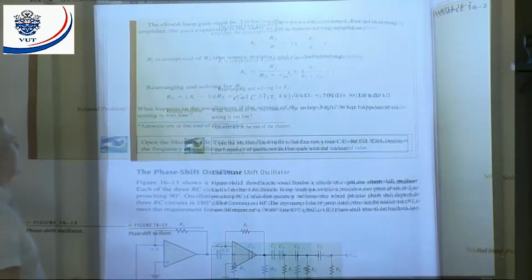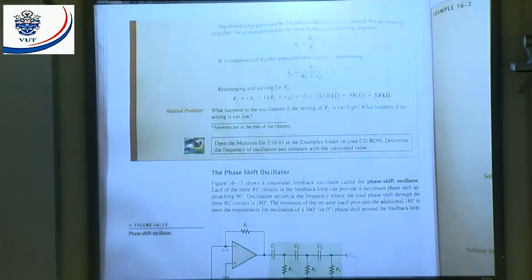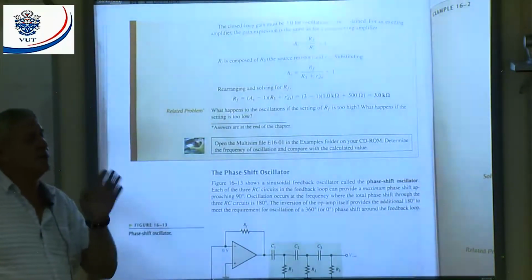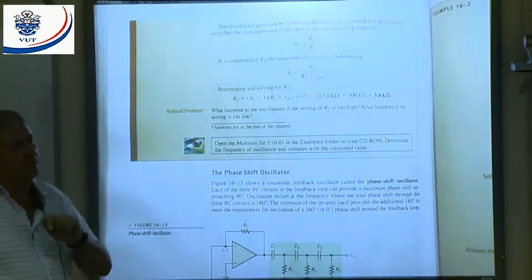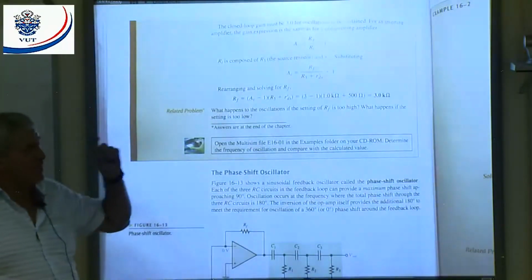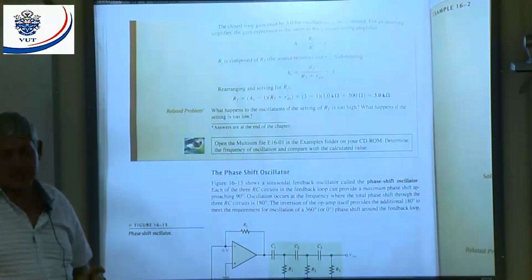Here's something I don't agree with. They say the closed loop gain must be 3 for the oscillations to be sustained. For an inverting amplifier, the gain expression is the same as for a non-inverting amplifier. Do you agree with that? Is the gain expression for an inverting amplifier the same as a non-inverting amplifier? All right, depending on what I try to say there. If I talk about gain, I will say it's output voltage divided by input voltage. But if they talk about the gain expression, I don't agree with that.